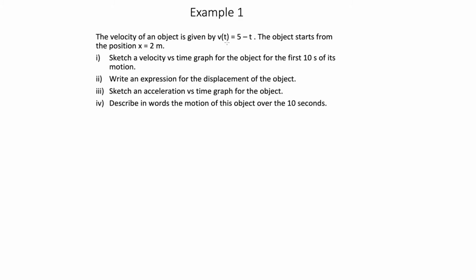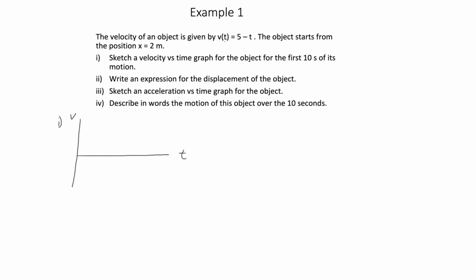The velocity of an object is given by v of t is equal to 5 minus t. The object starts from the position x equals 2, and in part 1, we're asked to sketch a velocity versus time graph for the object for the first 10 seconds of its motion. Okay, so we're just trying to sketch v of t is equal to 5 minus t. So we'll want to put t along here, and we'll want to put v up here.